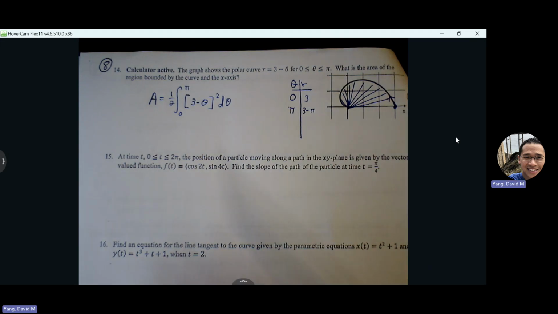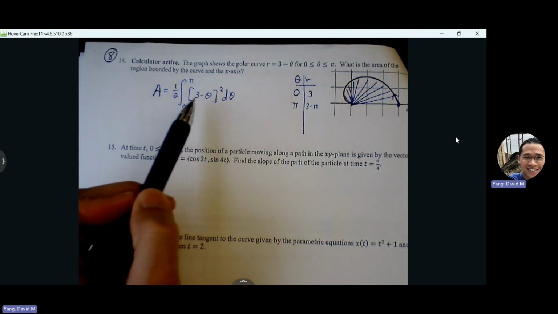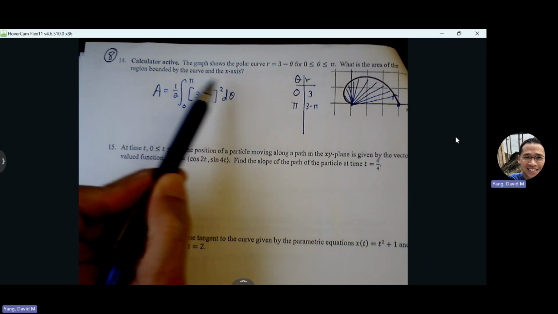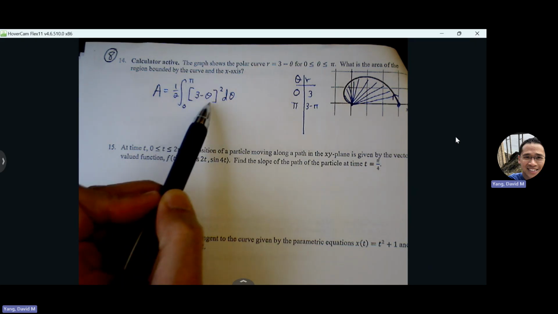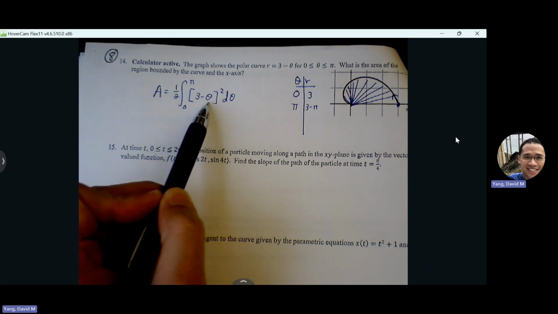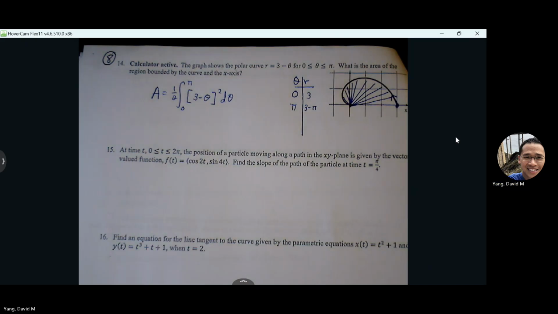Okay, the rest can be plugged in the calculator. And again, I like to just do it in function form. No need to do this in polar form, no need to involve theta. Just use x in your calculator. But we do want to make sure that we're in radian mode.